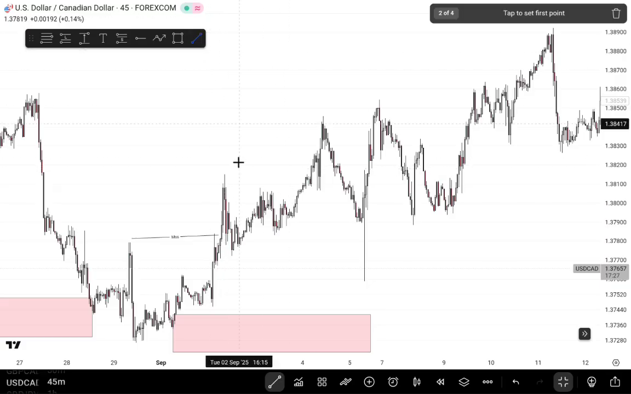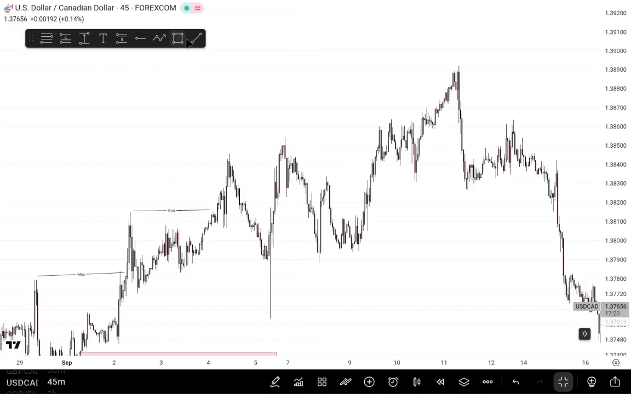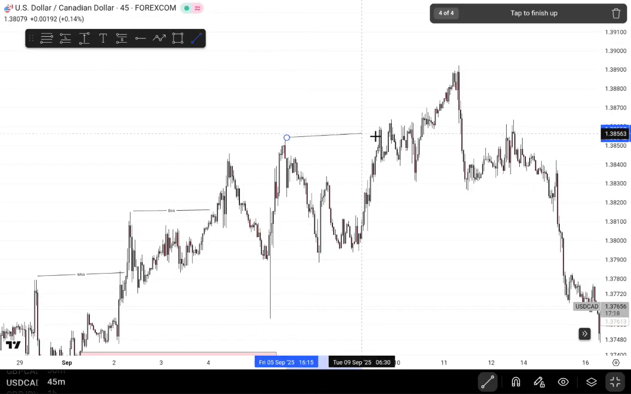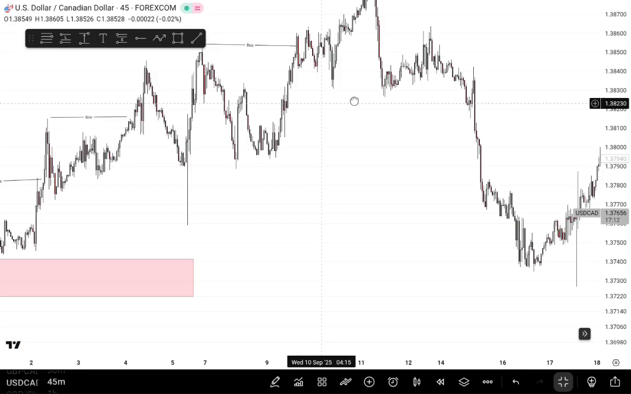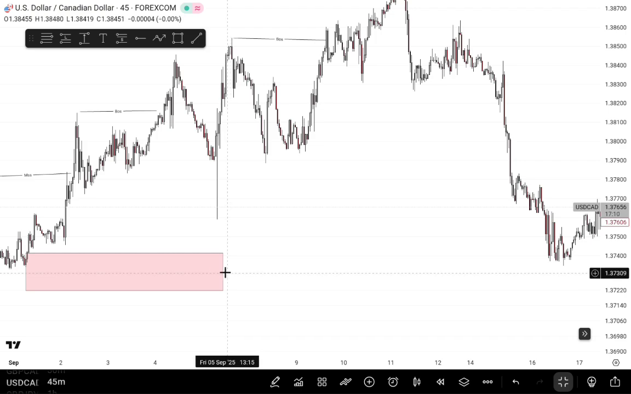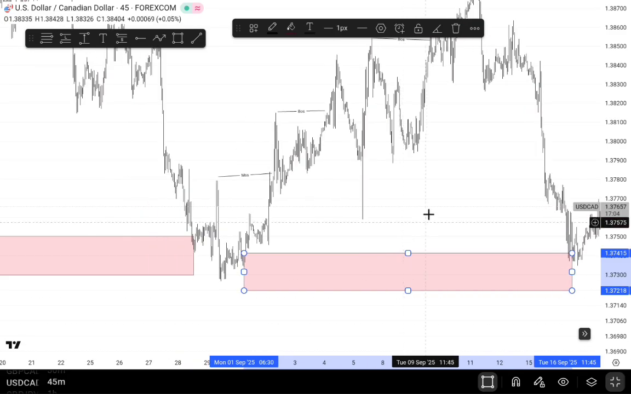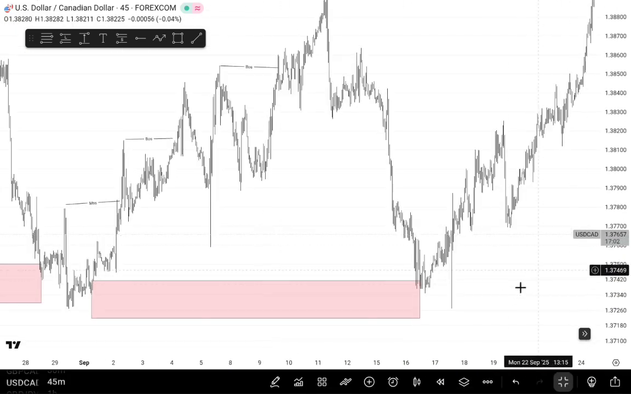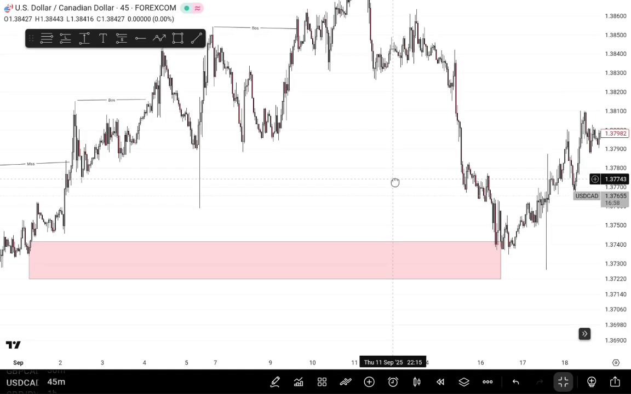So we also have another break to the upside. Now we also have this break to the upside. Break to the upside. Alright, so let's check what happens. Boom, you can see it to the upside. You can see how the market moves to the upside, bro.